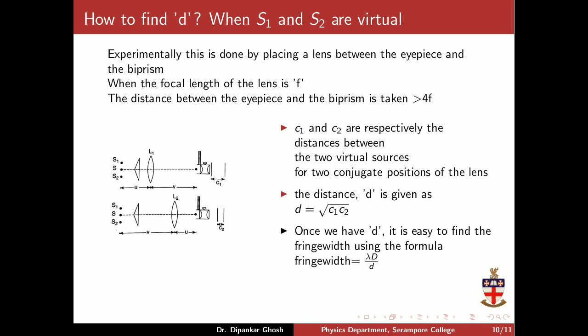Once we have d, it is easy to find the fringe width using the formula, fringe width is equal to lambda capital D by small d. That means the only problem we were facing was to find small d in case of Fresnel's biprism because the two sources were virtual. That's why we took this special arrangement and found small d, and the rest becomes straightforward. You just put the value of small d and you get the fringe width.